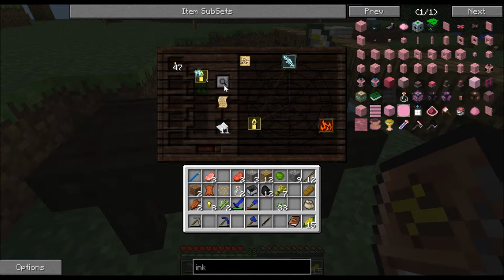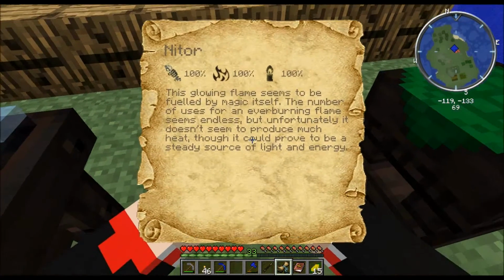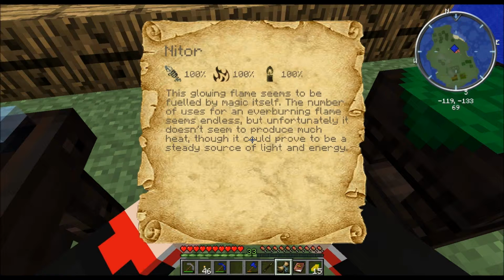Okay, until we get that to 100. Now we've got it to 100%. So I'm going to take the torches out, and then it says discovery, nitor. So you take this down and you put it in your little hot bar on the bottom, and then you can read it. It says, this glowing flame seems to be fueled by magic itself. It's the exact same thing that it said up on top.